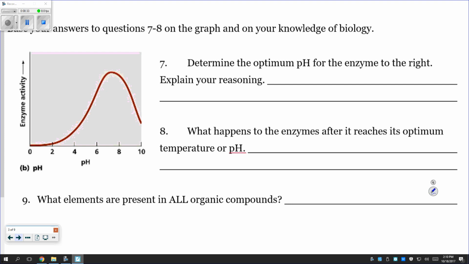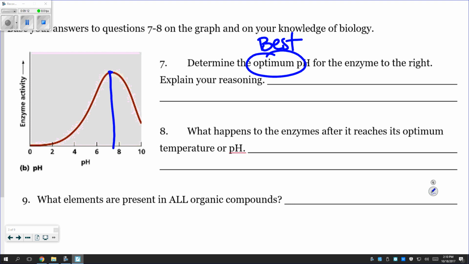All right, so going to 7, we are analyzing this graph. It says determine the optimum pH for the enzyme to the right. Remember, whenever we're using that term optimum, we're referring to the best. What is the best pH in this case? What you want to do, you find out where your highest point is, and then you draw a line straight down. In this case, we would say it's probably somewhere between 6 and 8. With the line I drew, it looks slightly closer to 8, so I'm going to say 7.5.